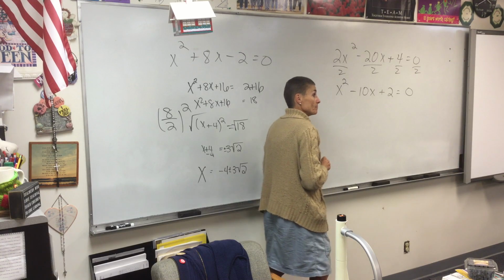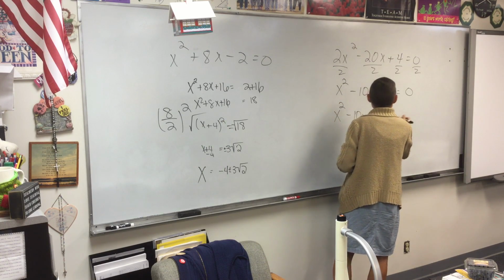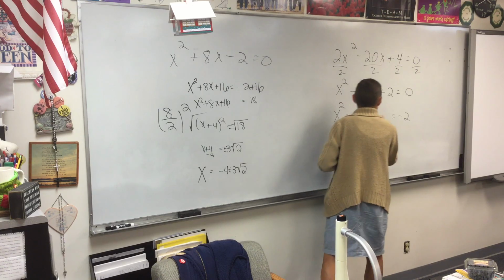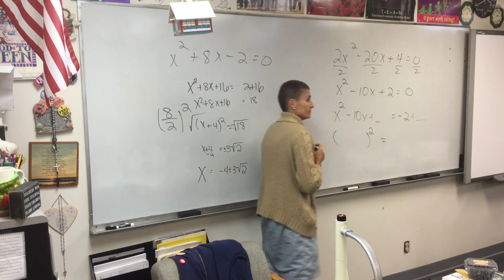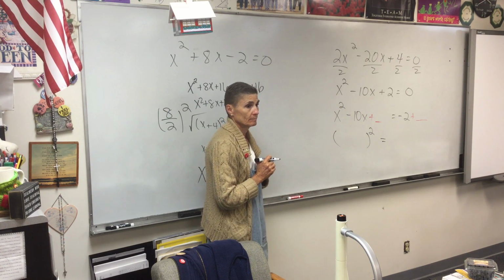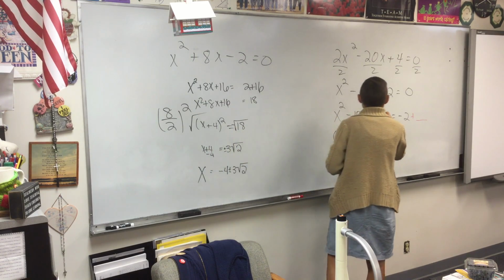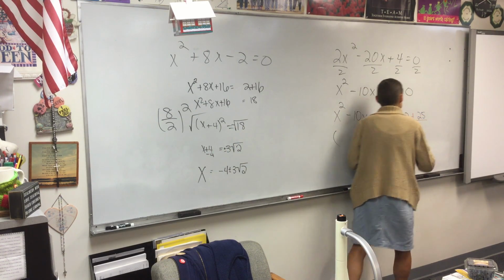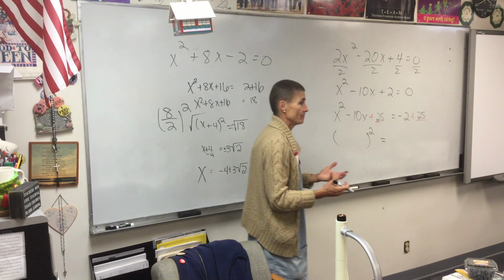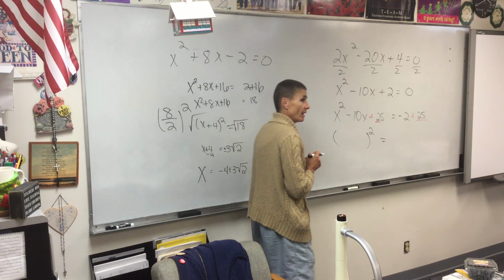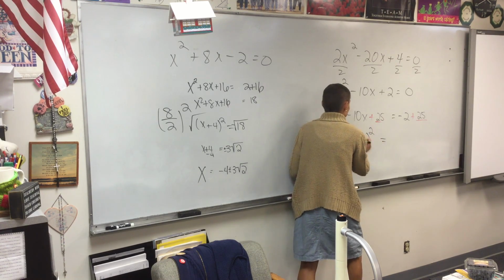So what's the next step? Move the 2 to the other side. And remember why you're doing that. You're doing that so that you can make room for the number that you have to add to give you your square. So now we've got to figure out what that number is. 25. And Joseph, how did you get 25? Divided 10 by 2 and squared it. Exactly. 10 divided by 2, half of 10 is 5, squared is 25. Now, in this parentheses then will be an x minus 5.